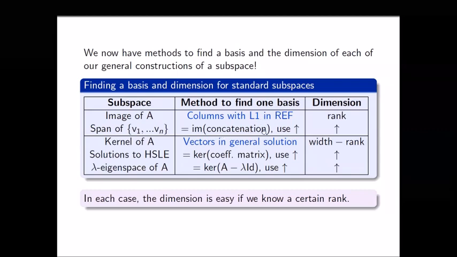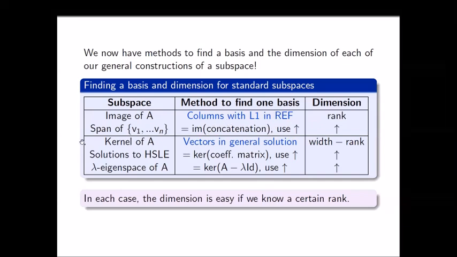We put it into row echelon form. We look at all the columns that have a leading one in them, and corresponding to them, we pick out the vectors in the collection v1 through vn. And to find the dimension of this span, we just look at the rank of the row echelon form of the concatenation. So we just saw how to compute a basis for the kernel of a matrix A.